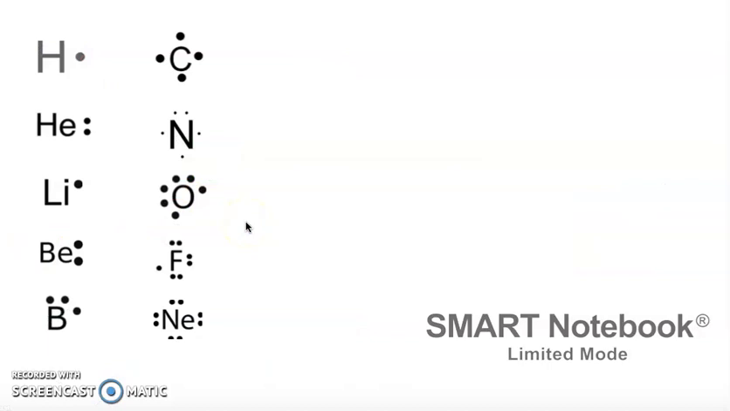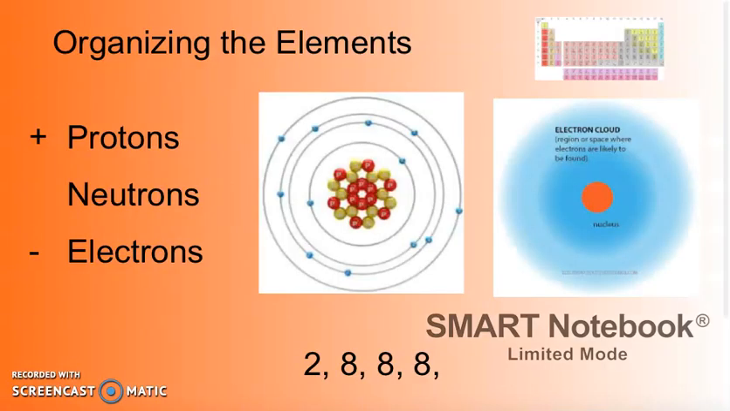Now we're going to end up doing something called dot structures, and you can take any element and put dots around it that represent how many electrons are in its outer shell. So you can see which ones are like neon and which ones are like helium that have a complete outer shell and which ones do not, and you can actually match them up. Well, I hope you learned a little bit about the organization of the elements on the periodic table.